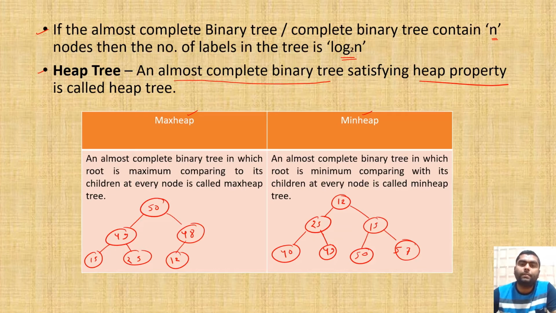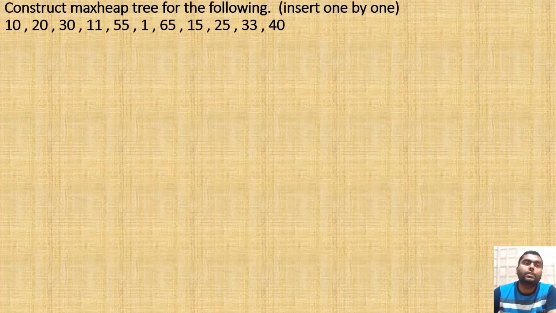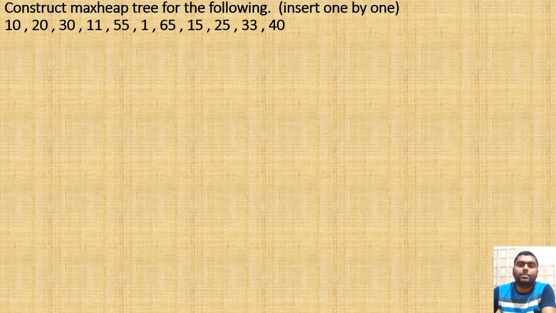If it is a min heap, then at each and every node, the node has the minimum value as compared to its children. Otherwise, in case of a max heap, at each and every node the root has the maximum value as compared to its children at each and every node. Okay, everywhere. Now let us solve some questions, then it will be very clear to you.